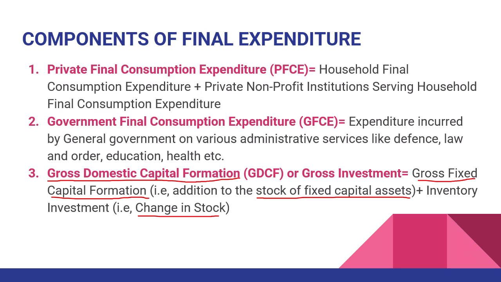Okay, so moving on. Then gross fixed capital formation, it consists of fixed investment by all the three sectors, matlab ki business firm, government and household. So let's have a look.